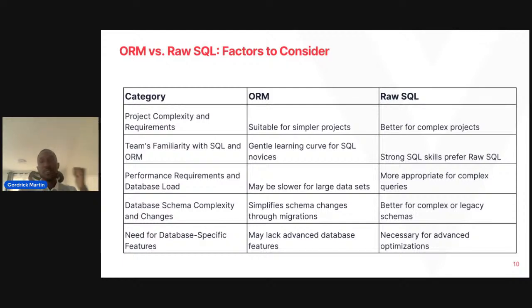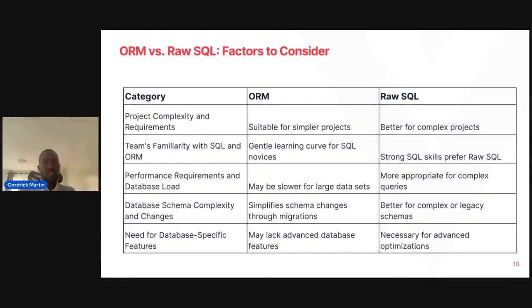Performance, I've spoken on this. ORMs may be slower, especially for larger data sets. Generally, with ORMs, if you use them plainly, simply as they're built, you get some cases where it's selecting everything and then filtering post selection. But with raw SQL, you are able to do more complex queries without impacting performance.